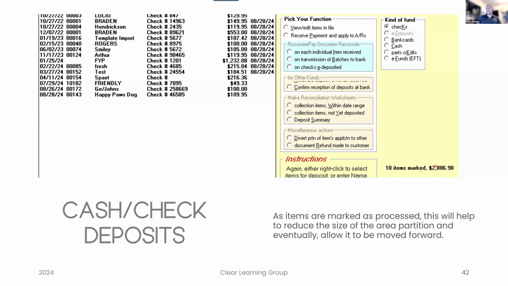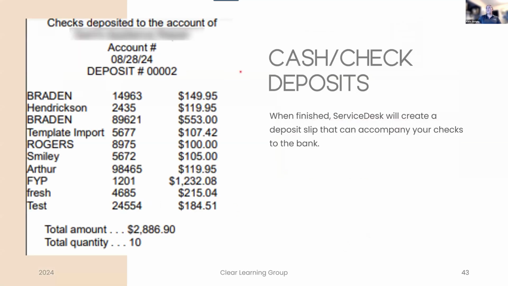And as we clean these things up, it's going to eventually allow that area partition to be moved forward. This is what the check deposit report looks like. We found over the years that most banks will allow and accept this little listing, so it prevents you from having to hand write out a bunch of check deposits, which is one reason that people really like the e-deposits, because they get to avoid all of this. Luckily, ServiceDesk makes it really easy for you to do those deposits within the system.